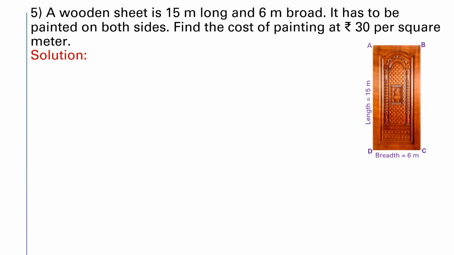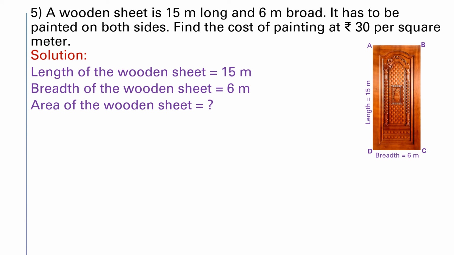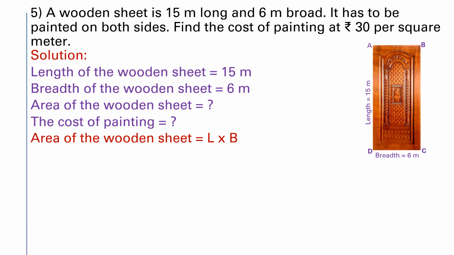Let's suppose ABCD is a wooden sheet. So length of the wooden sheet is equal to 15 meters and breadth of the wooden sheet is equal to 6 meters. So first we will find the area of wooden sheet. But it has to be painted on both the sides. That means we have to find the area of both the sides. And then we find the cost of painting. How? Let's see. We know that area of the wooden sheet is equal to length multiplied by breadth.